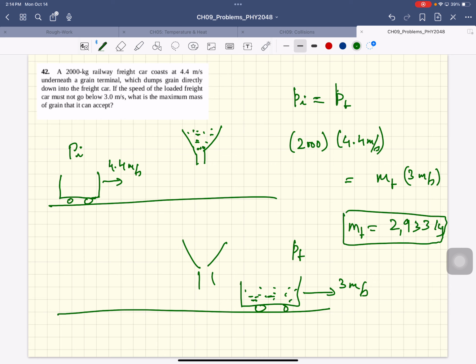So how much grain can you put in? The grain is 933 kgs. If you put more grain, then the car will be going slower and somebody will come and hit you from the back. And if you put less grain, it'll be going faster, and maybe somebody's not prepared to receive you yet.